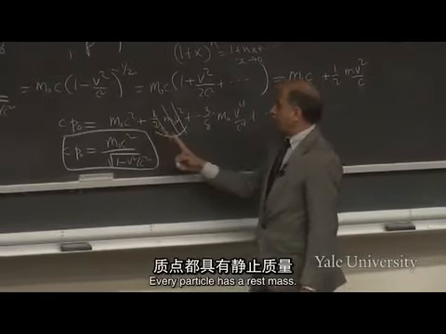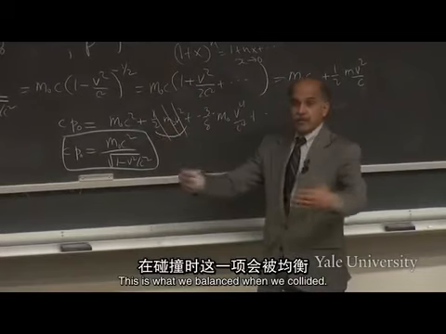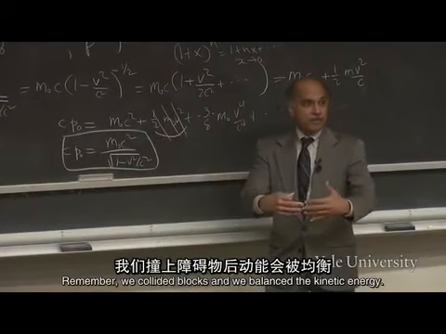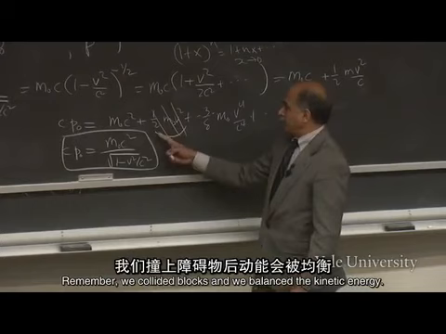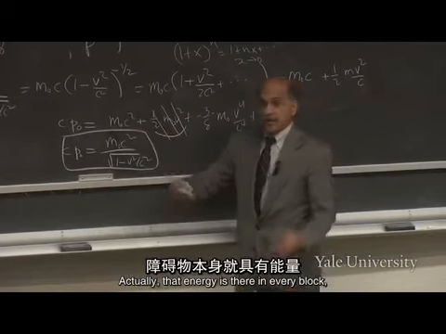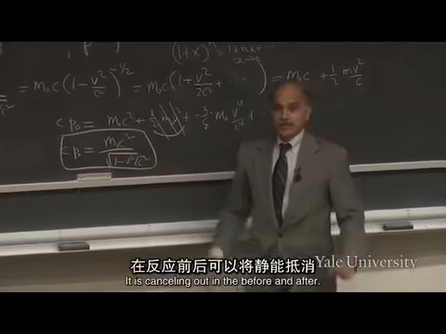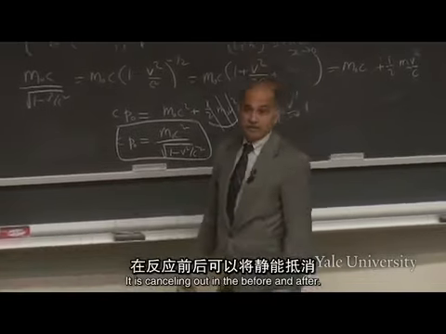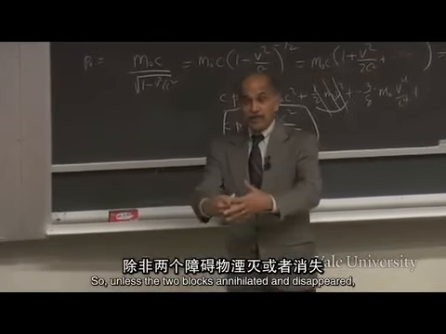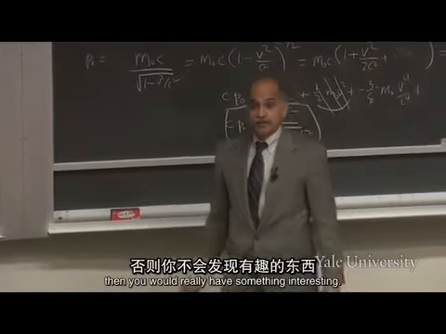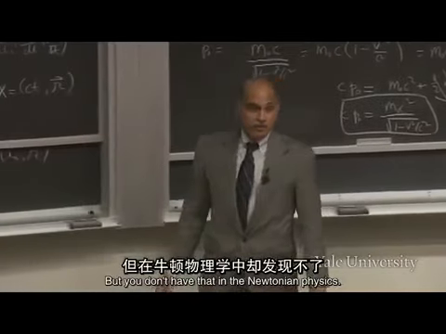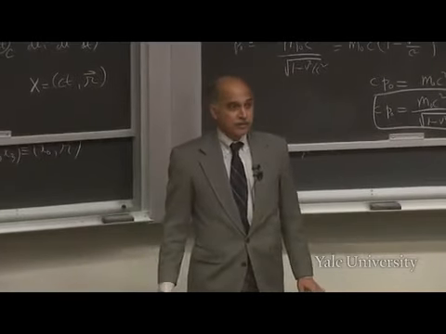Every particle has a rest mass. This is what we balanced when we collided. Remember, we collided blocks and we balanced the kinetic energy. Actually, that energy is there in every block, but it's not changing. It's canceling out in the before and after. So unless the two blocks annihilated and disappeared, then you really have something interesting. But you don't have that in Newtonian physics.